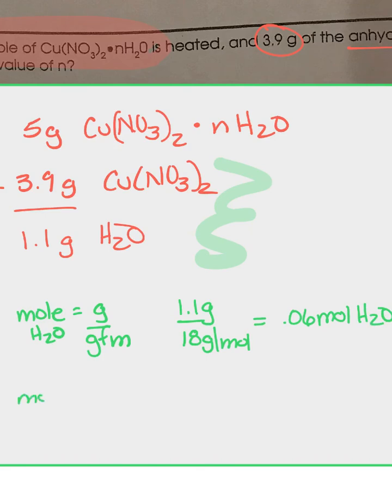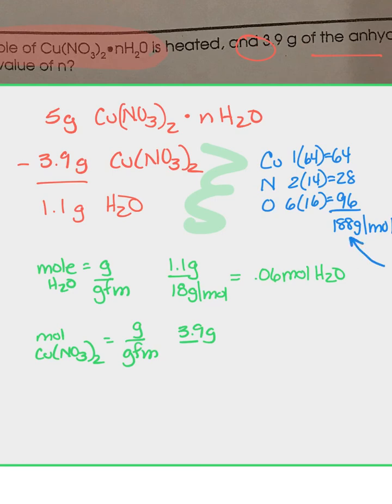Now we have to figure out the moles of the copper nitrate, copper 2 nitrate actually. So we're going to do moles equals grams over gram formula mass for this one, and we're going to have 3.9 grams over the gram formula mass of copper 2 nitrate. So I went ahead and I calculated the gram formula mass of copper 2 nitrate, and then I put that gram formula mass into the mole formula, grams over gram formula mass, and you can see that right here. Okay, and 3.9 divided by 188 gave me 0.02 moles of copper 2 nitrate.